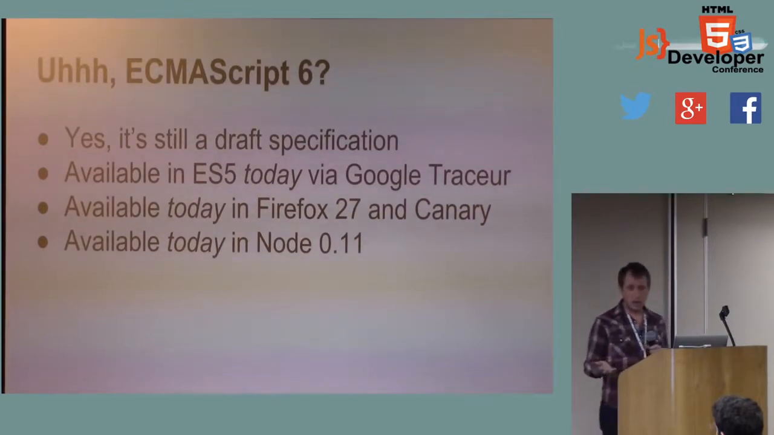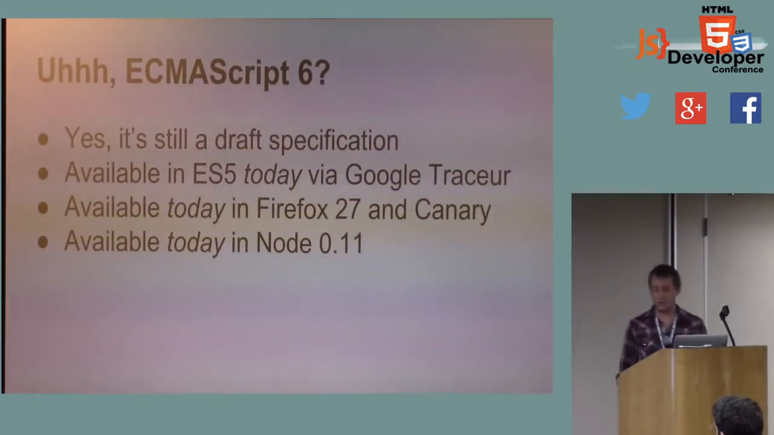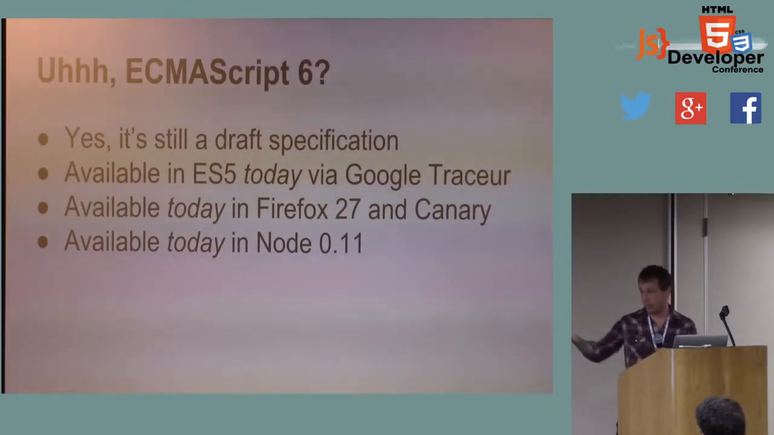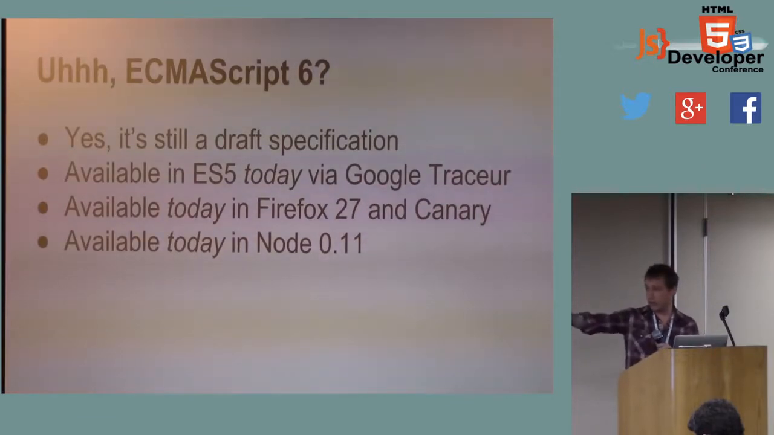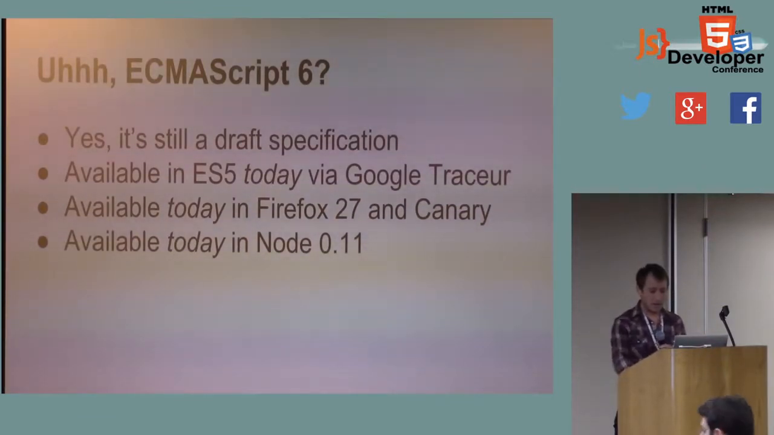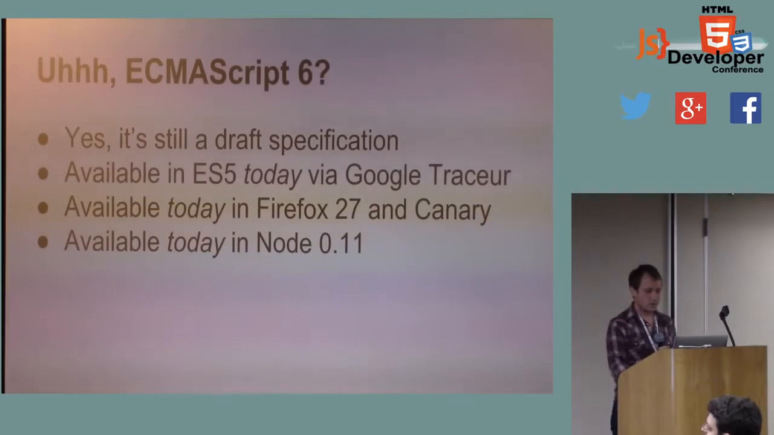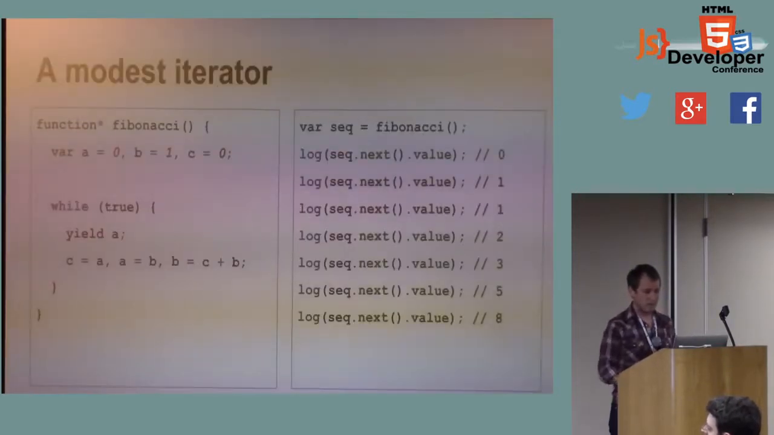I think it's going to be a while before the major browser vendors start to pick these features up. It's still a draft specification anyways, so I think it would be a little premature for us to expect that stuff to be available now. You can use this stuff in Node 0.11 with the Harmony flag, and as I mentioned, I've got those examples up on the web. Okay, generator basics.